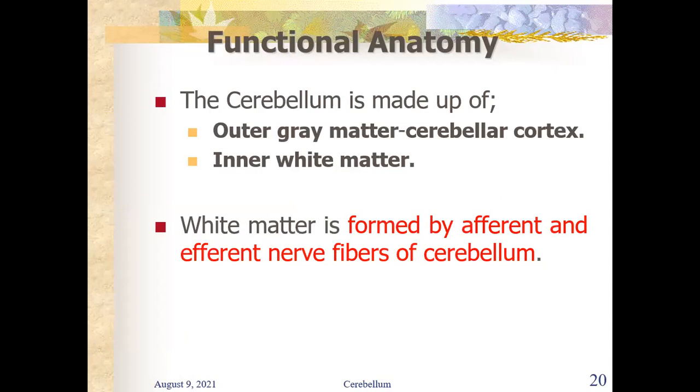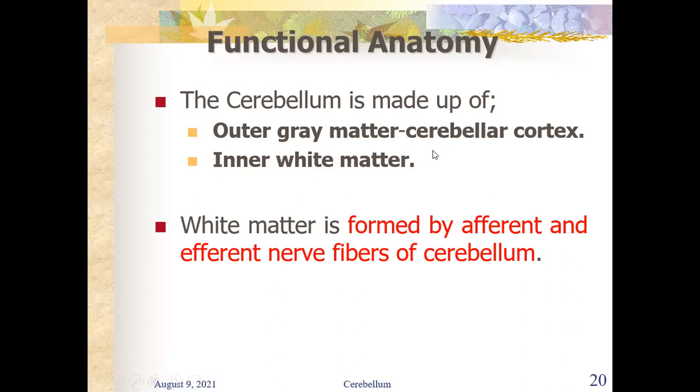The cerebellum is made up of the outer gray matter, which is the cerebellar cortex, and the inner white matter, like we discussed earlier in the first slide. We said the distribution of the white and gray matter is the same as we have in the cerebral cortex. The inner white matter is formed by afferent and efferent fibers entering and exiting the cerebellum, carrying sensory and motor information to the cerebellum.